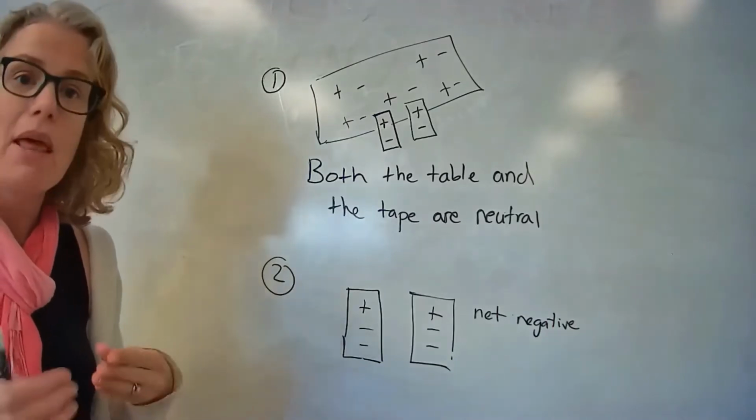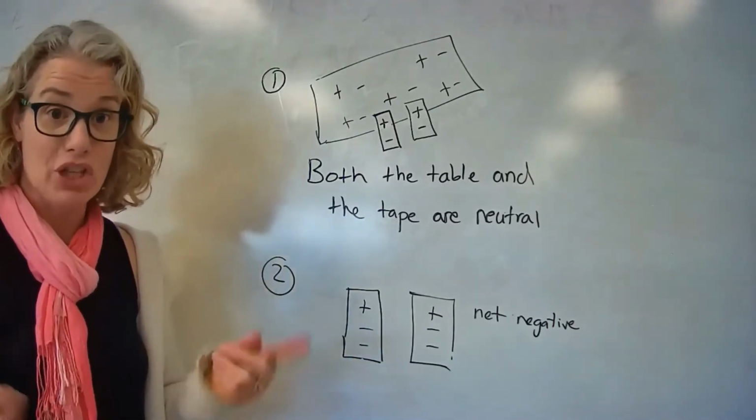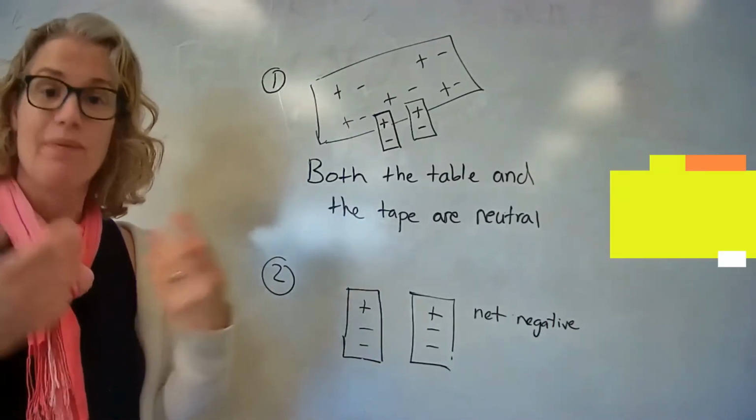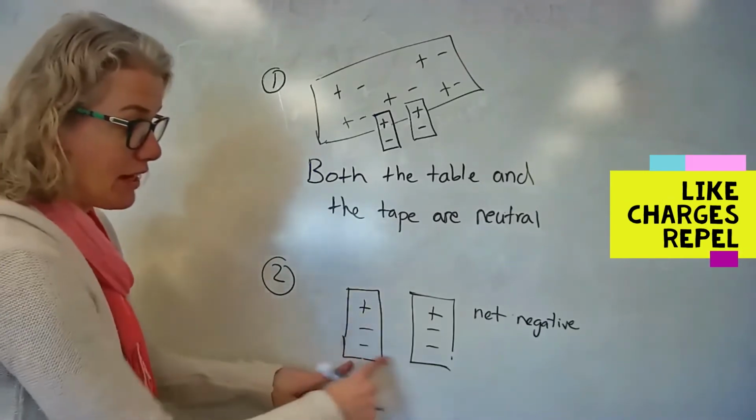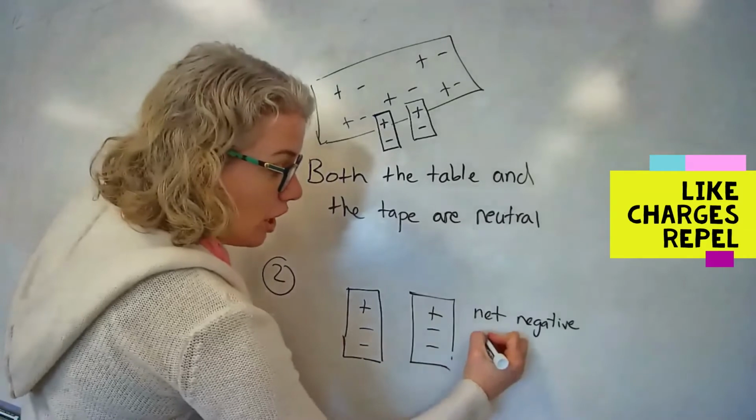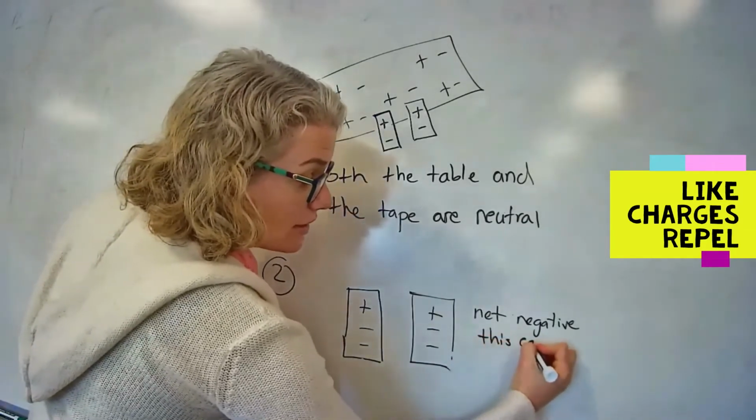What does that mean? That means that they will now repel each other if they are brought close to each other. And that is what we indeed saw. Okay, it's because they've got a net negative charge, this causes them to repel.